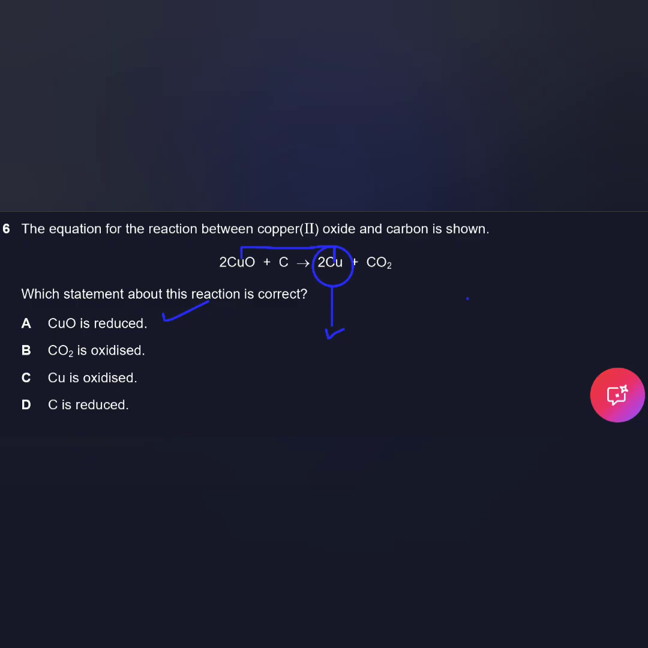Carbon dioxide is oxidized. You never look at the product side. You always have to refer from the reactants to the products. Okay, so carbon dioxide is not oxidized. We always have to look towards the reactant. Copper is oxidized? Copper is not oxidized. It has lost oxygen. Carbon is reduced? Carbon has gained oxygen. It has not been reduced. So the correct option will be copper oxide is reduced. That is, option A is correct.